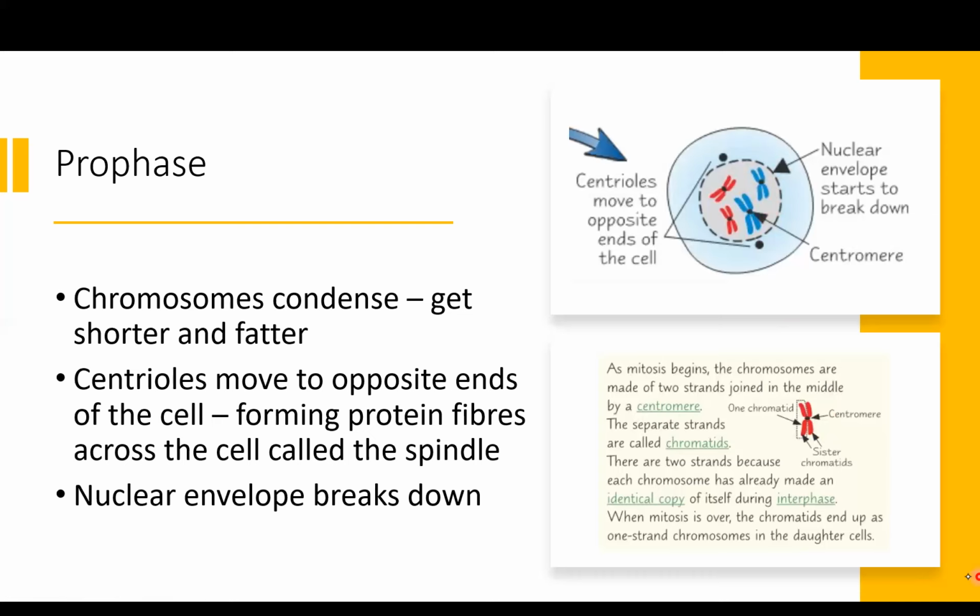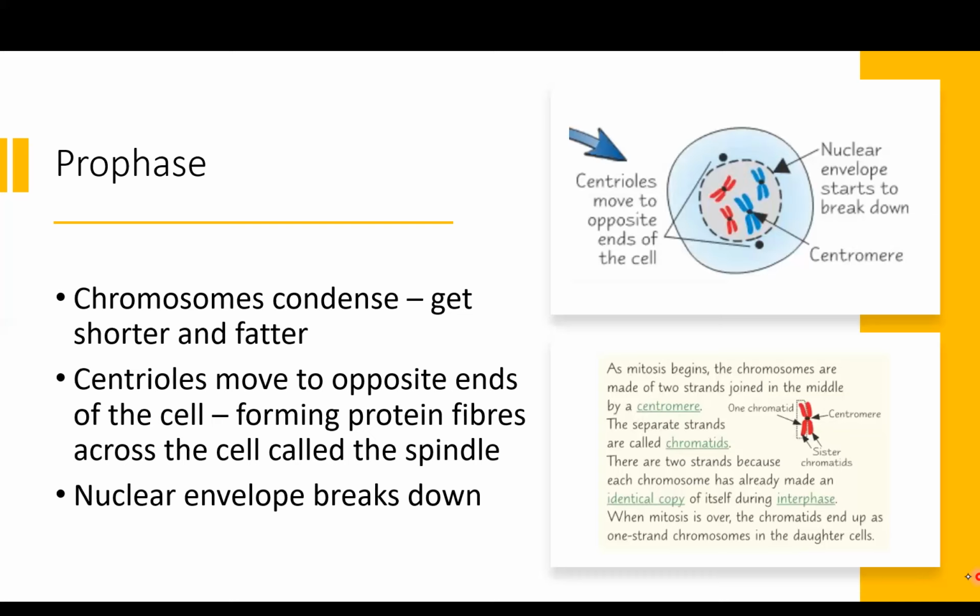Now, the separate strands are called chromatids. So a chromosome is the 2 strands that are joined in the middle. If we separate the 2 strands, they then become chromatids. And there are 2 strands in a chromosome because each chromosome has already made an identical copy of itself during interphase.